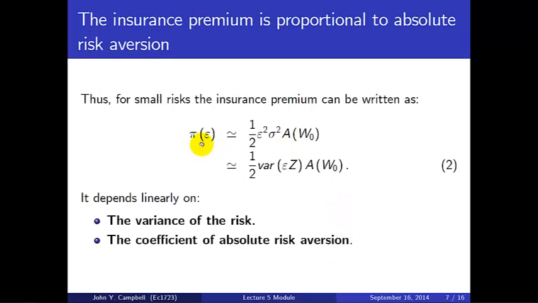So what that means, if we use this Taylor approximation, we discover that the insurance premium is approximately 1/2 times epsilon squared times sigma squared times A of W, absolute risk aversion. Now, epsilon squared sigma squared is the variance of epsilon z. That's the variance of the risk we face. So basically, the insurance premium is 1/2 the variance of the risk times absolute risk aversion. It depends linearly on variance, and linearly on the coefficient of absolute risk aversion. So this is a very important result because it relates this abstract measure, the absolute risk aversion coefficient, to something we can observe, which is how much people are willing to pay to get rid of risk.